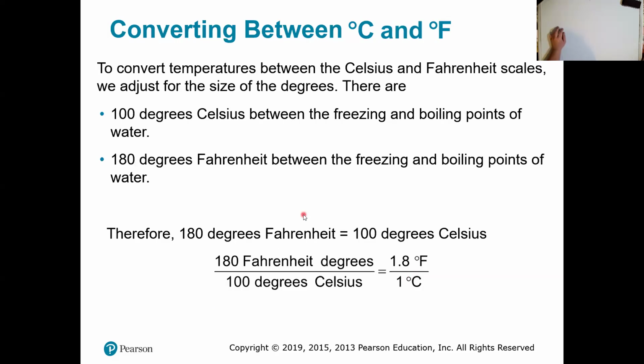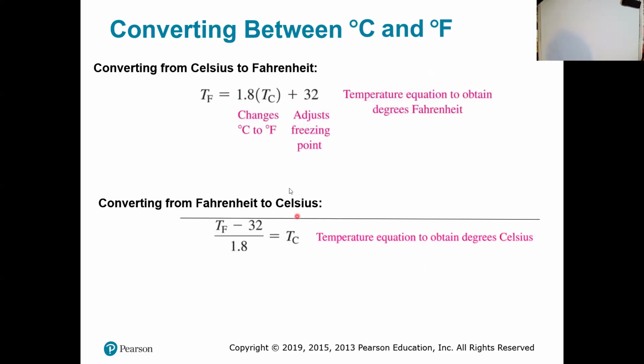So when we write out our temperature formulas, to get a temperature in Fahrenheit, if we already have the Celsius temperature, we're going to multiply our Celsius temperature by 1.8 so that we can make the degree size the same as our Fahrenheit degree size. And then we're going to add 32, because Fahrenheit has a freezing point that's 32 degrees higher than Celsius. That's how we're going to adjust one to the other.